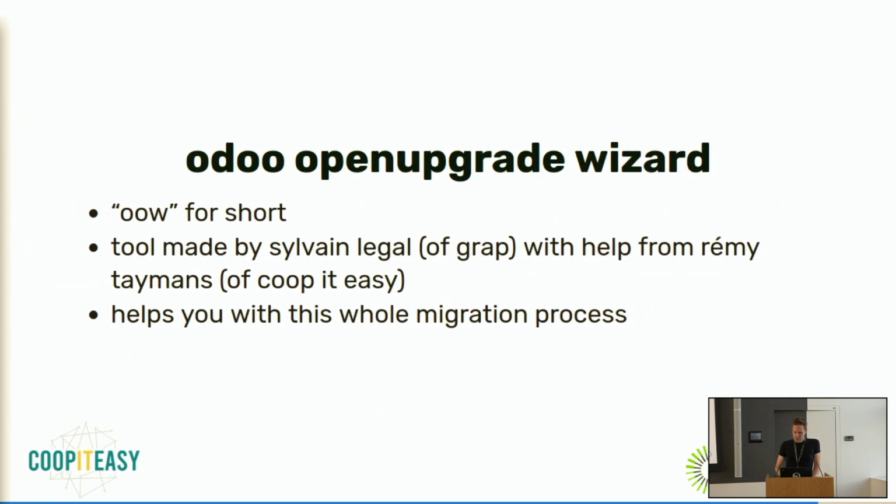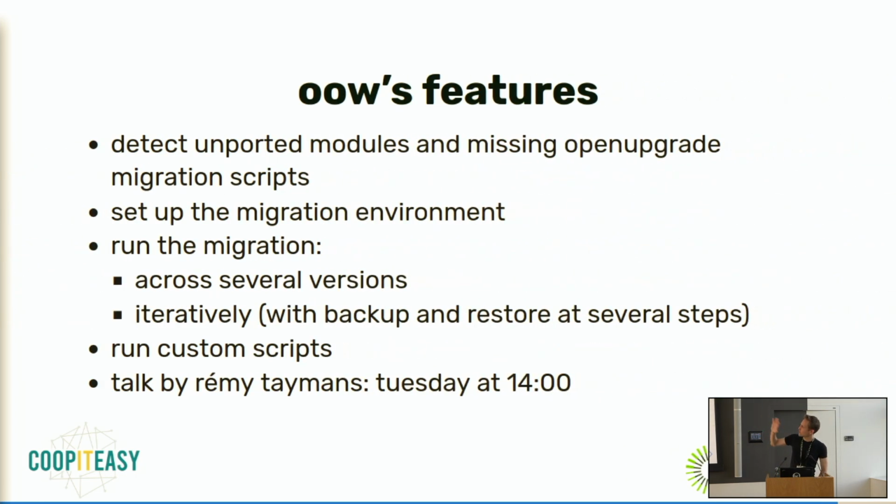Okay, you're not alone, so you can, of course, create all of these things manually, but fortunately there is a tool now for this. And I will not talk a lot about this, because tomorrow there is a talk about this tool. So Odoo OpenUpgrade Wizard, or OOO for short, is a tool made by Sylvain Legal of Grapp, and with help from Rémi Taimans of Copy-Easy. And it helps you with this whole migration process. Here are some features, so that's a spoiler for tomorrow. So please attend the talk by Rémi tomorrow.